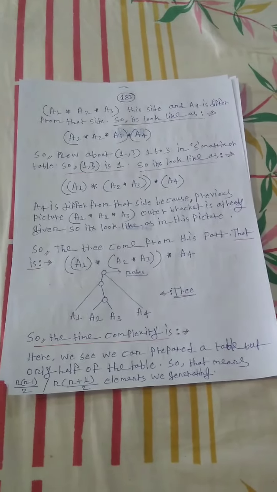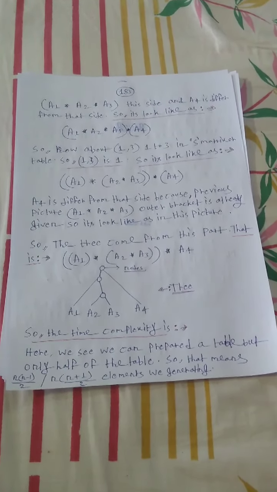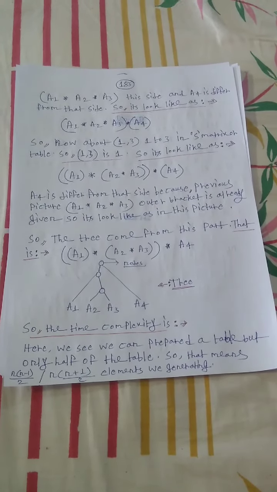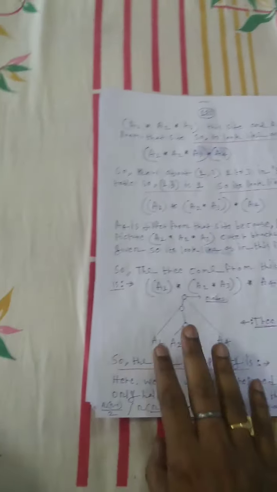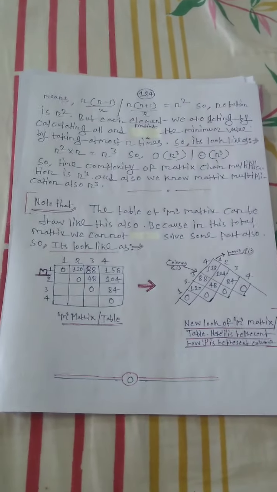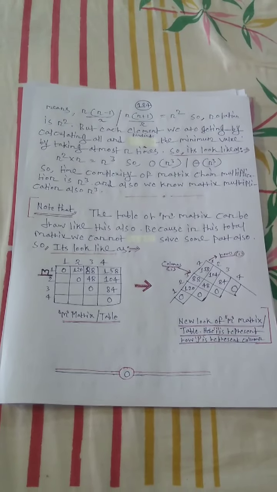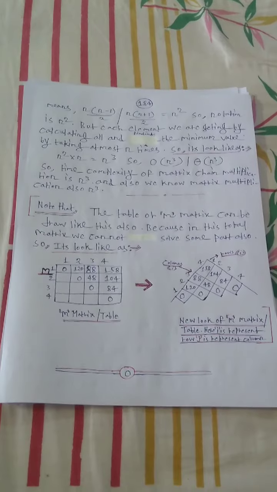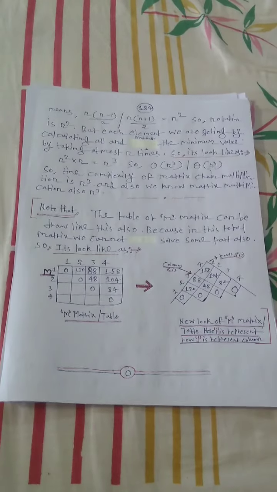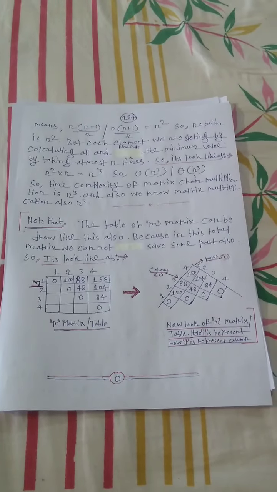Now for the time complexity, we can prepare only half of the table, so n into n minus 1 by 2, or n into n plus 1 by 2 elements we can gather. So the result will be n square. The time complexity of matrix chain multiplication is n cube, because each element is obtained by finding the minimum value by taking at most n times. So n square into n is equal to n cube, so it is order of n cube.